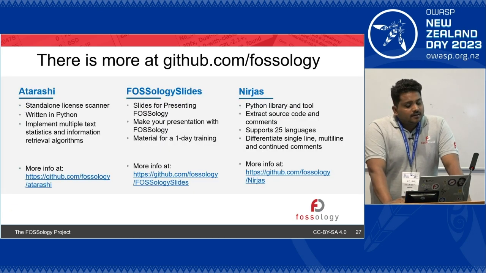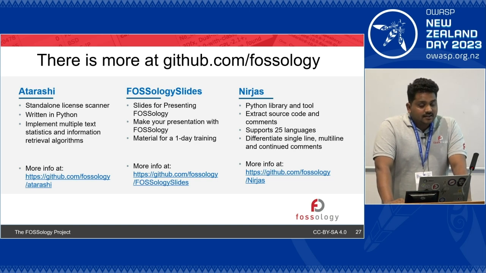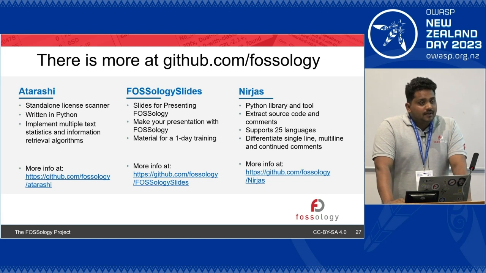And coming to the repository of FOSSology, we have more projects there. I have just listed 3 of them which are famous. Mostly we have the Atarashi scanner, which is a standalone license scanner written in Python. We have implemented multiple text statistics and information retrieval algorithms here to identify the licenses. But mostly the results are around 70%. We are continuously working on it to improve the results for identifying licenses. Once it is there, maybe we include this scanner into FOSSology.